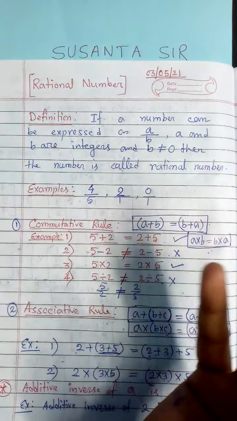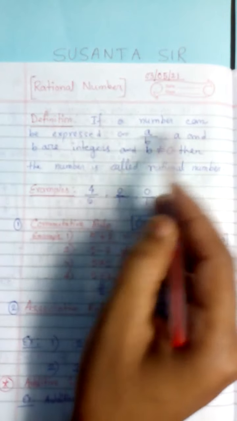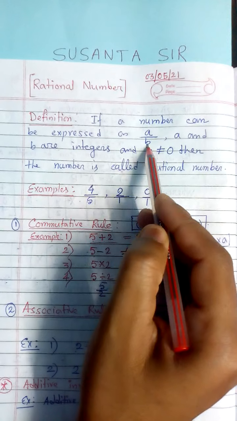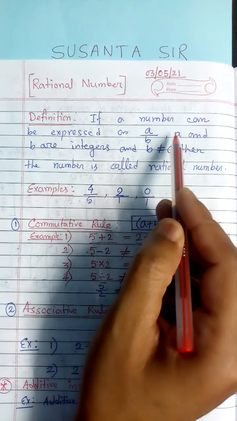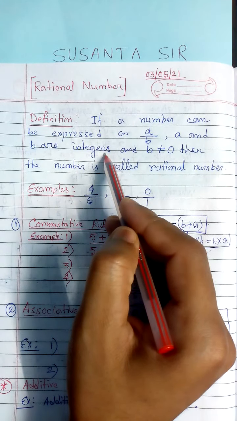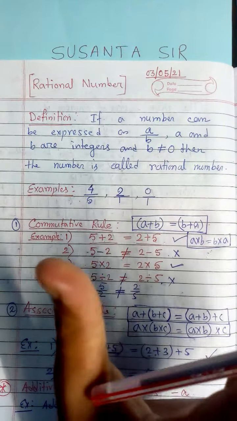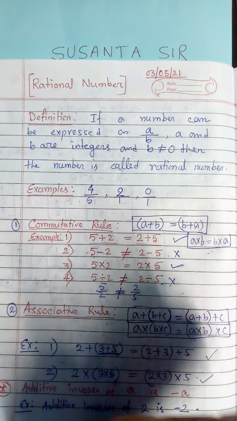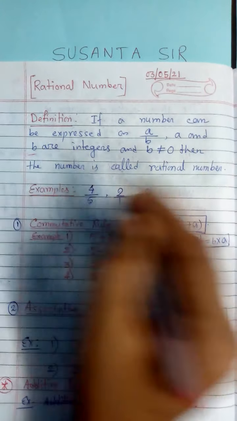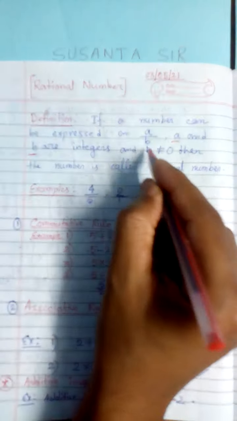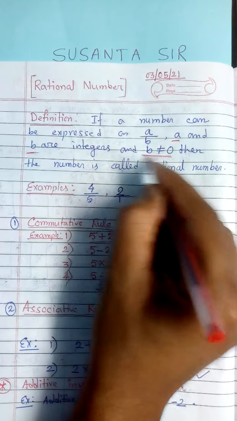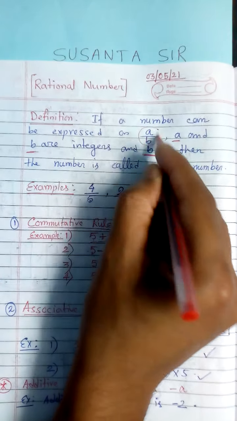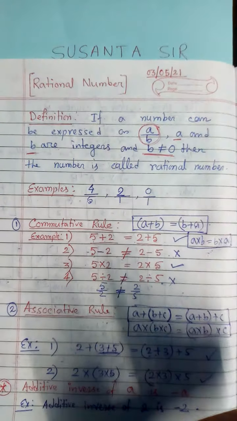What is the definition? You all know that if a number can be expressed as a by b, that means in fraction form, where a and b are integers. You all know that integers means 1, 2, 3, 4, 0, -1, -2, -3. These are called integers, and a and b are integers and the denominator should not be equal to 0, then the number a by b is called a rational number.